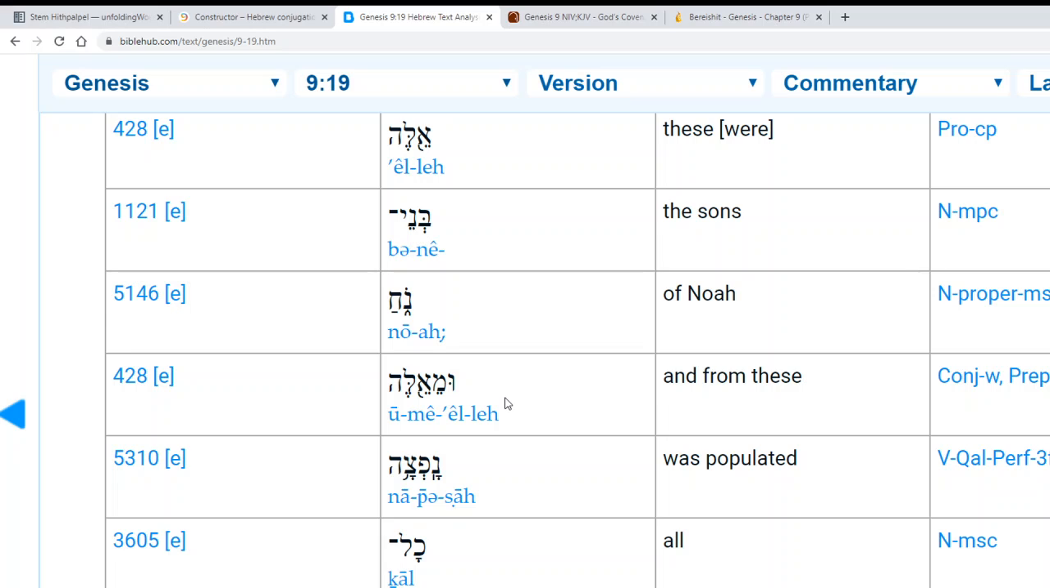Ume'ele nafza kol haaretz. So conjunctive vav, the prepositional mem, ele is these again. Ume'ele, and from these, nafza. So the root here is pe. So they're saying this is in the kal, and it's in the third person feminine singular.